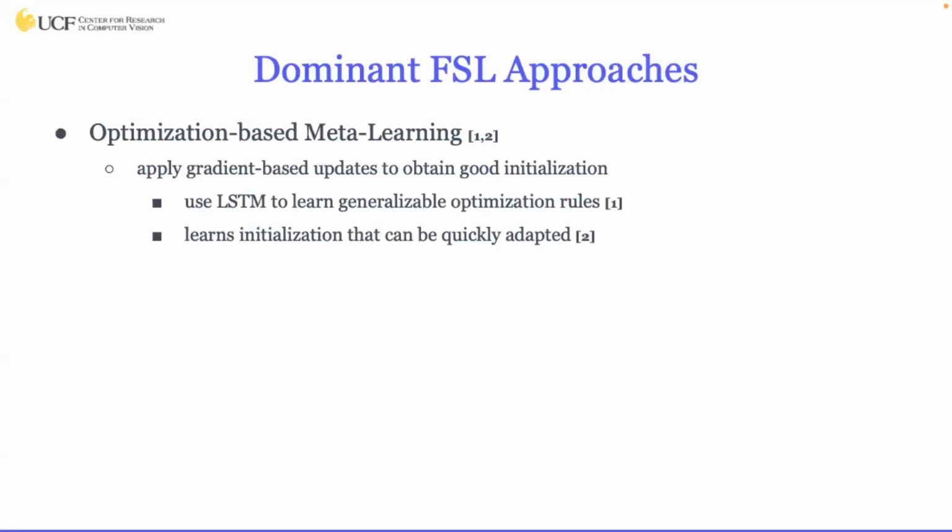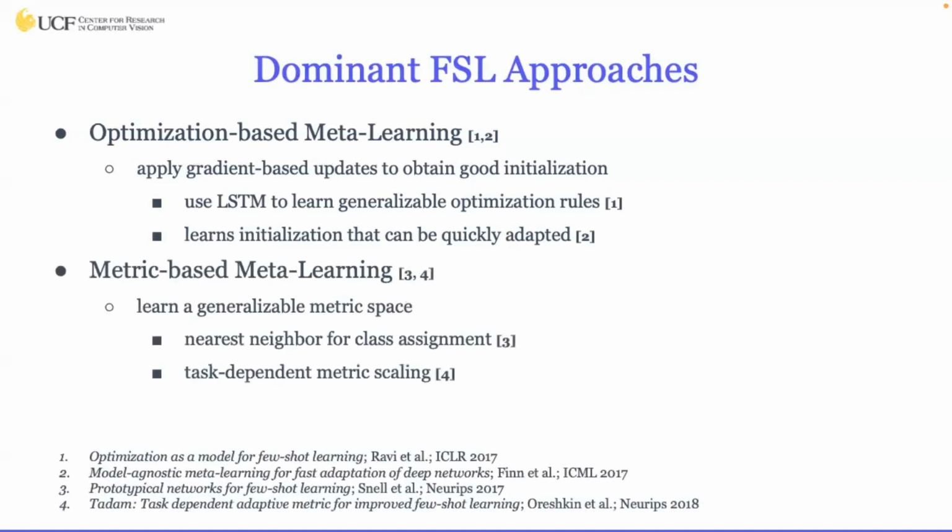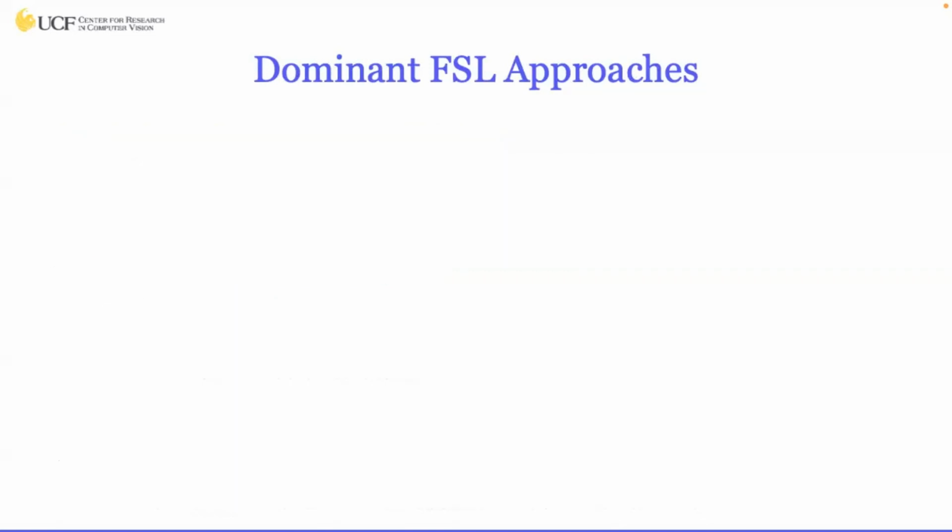One of the dominant approaches is optimization-based meta-learning. The main idea is to apply gradient-based updates to come up with a good set of initial weights, which can be quickly adapted in the presence of new classes. Another set of methods are metric-based meta-learning, where the objective is to come up with a good generalizable metric space, where, let's say, for new classes, the class assignment can be performed using nearest neighbor assignment.